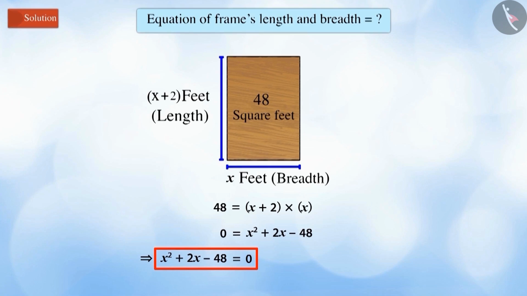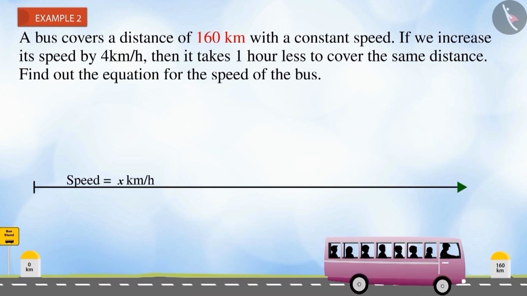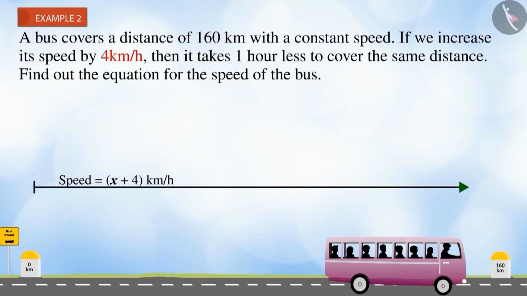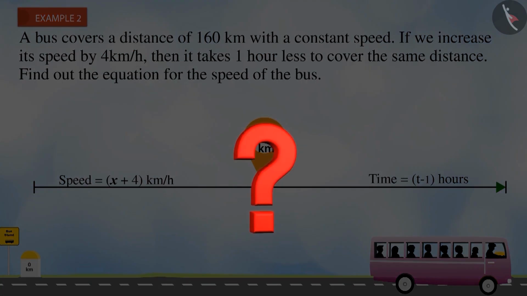Come on, let's look at one more example. A bus completes 160 km with a constant speed. If we increase its speed by 4 km per hour, then the bus takes 1 less hour to complete the journey. In this case, find out the equation to find out the speed of the bus. Can you find out the equation for speed of the bus?